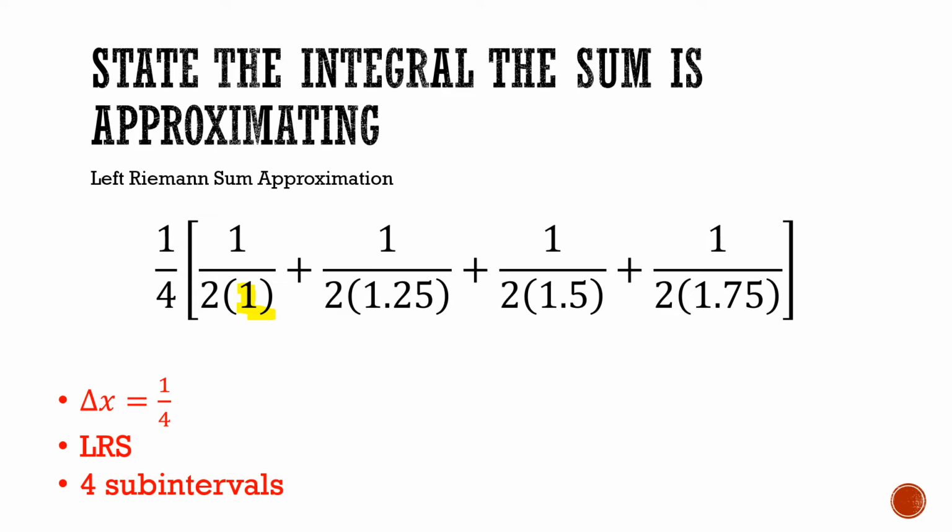And I understand also that with the left Riemann sum, the rightmost value, whatever comes out here, is not actually being calculated. So if I take this 1.75 and I add my delta x, or if I add 0.25 to it, I understand that this rightmost value would have been 2, or my b value would have been 2. So my integral is going to go from 1 to 2 of 1 over 2x dx.